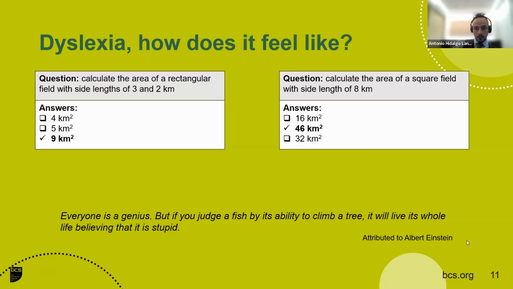I just wrote a quote that I quite like. It's attributed to Albert Einstein: everybody is a genius, but if you judge a fish by its ability to climb a tree, it will live its whole life thinking that it is stupid.